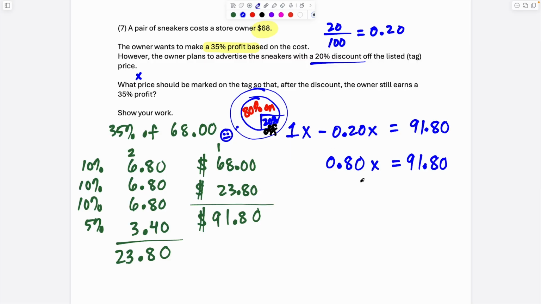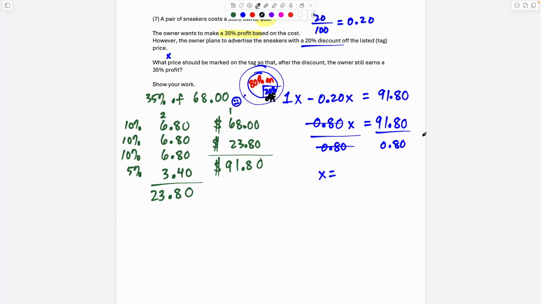But now to do the algebra here, we're just going to divide by 0.80 on both sides. So it's 0.80 times X, and the opposite of multiplying by 0.80 would be dividing by 0.80. These terms cancel, and now X equals, and we're just going to divide these two. But one thing I want to mention first is that if I'm dividing 91.80 by 0.80, see how we have these extra zeros at the end? I don't need them. I could get rid of them because those zeros are after the decimal point and at the end of the number. So getting rid of that zero is going to make the division step much easier.